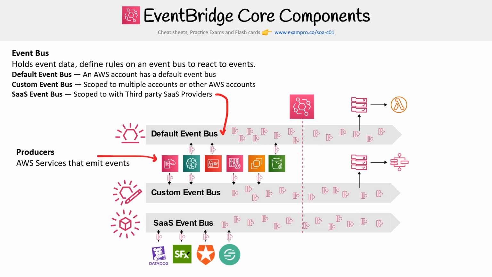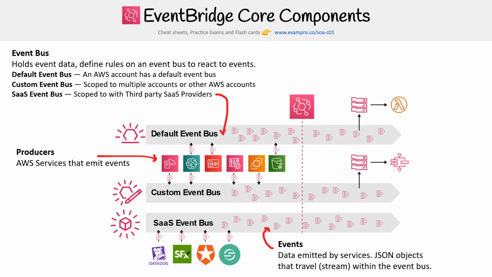Then you have your producers. These are just AWS services that emit events. So whether you want them to emit them into the bus or not, they are there for you to consume. A lot of AWS services just emit events. Then you have the events themselves. And so these are just JSON objects, and they travel through the event bus, which is called streaming.